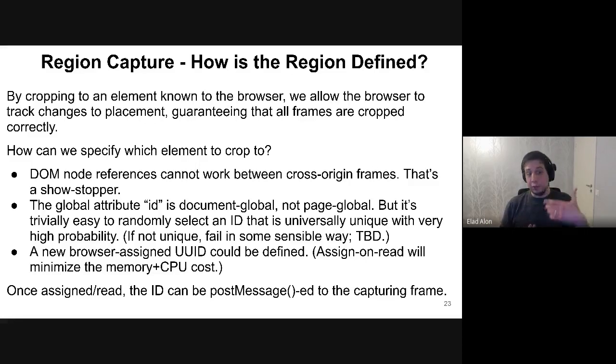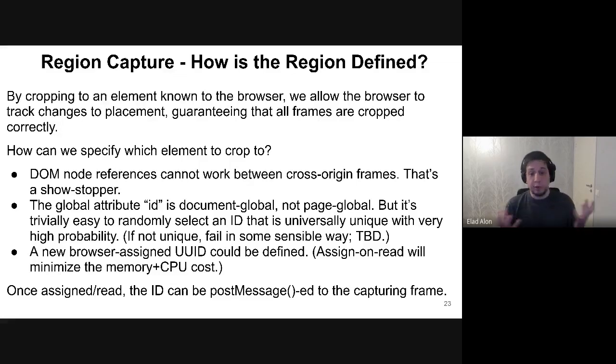The other option is to use an ID. But then the question is, okay, but the global attribute ID, the basic one, is document global, not page global. To which I would say, okay, but maybe we could specify that it only applies if it's really page global. And it is trivial to get a page global ID if you want. You just randomize 128 bits, and it's very unlikely to not be global. And then we can have some definition of what happens if it's not global despite having to be.